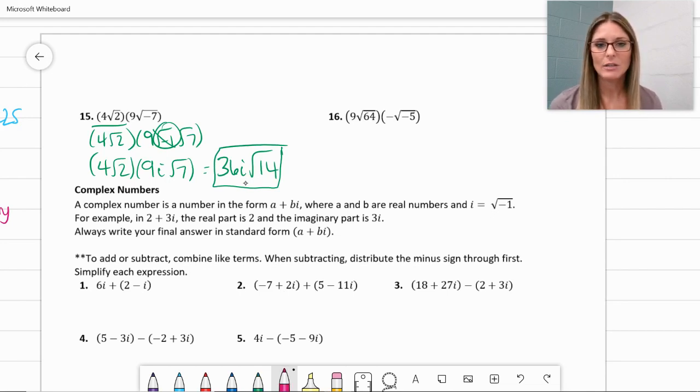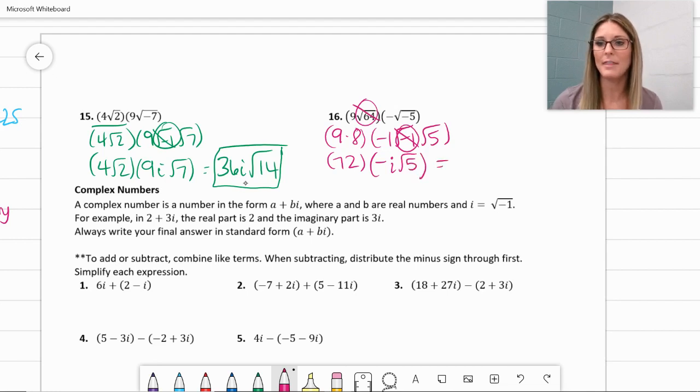Number 16, square root of 64, that's 8. I got 9 times 8 right there, which is 72. We've got a -1, and then let me fix our radical, breaking it up into the -1 and the +5. The -1 is going to be an i, so we've got a -1i square root of 5. Now multiply things on the outside of the radical. The 72 and the -i gives us -72i, and we only have radical 5 left. There you go. So that should be about all the different types you kind of see on Delta Math.